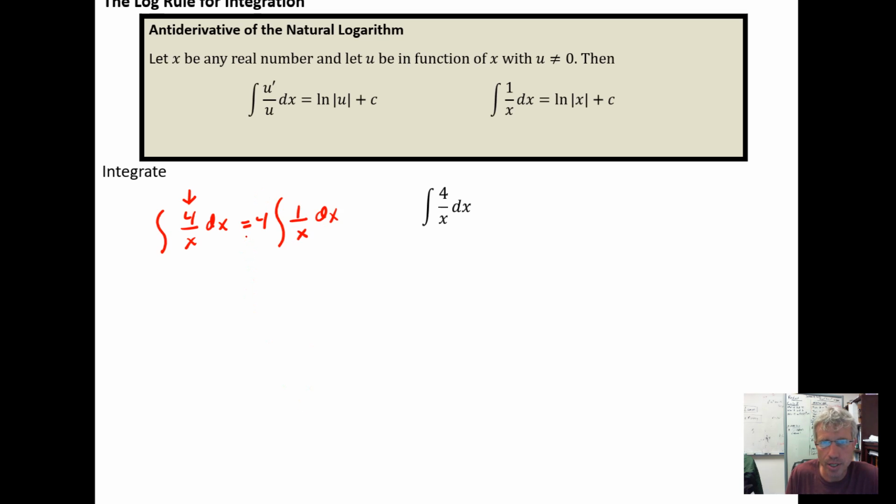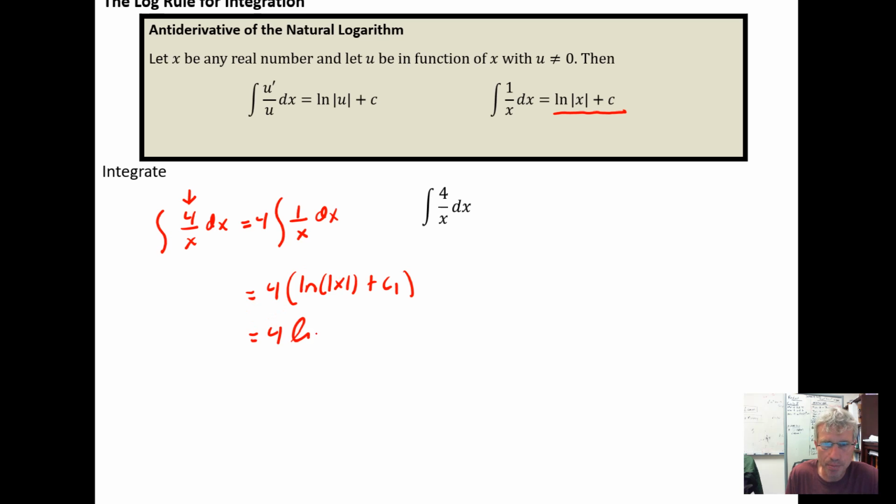And I'm going to do this in a non-standard way initially, and we'll talk through this. So this is going to equal 4 times, and when we integrate 1 over x dx, we know that we just get the natural log of the absolute value of x plus that constant of integration. I'm going to call it constant 1. And then I could distribute my 4 into that parentheses.